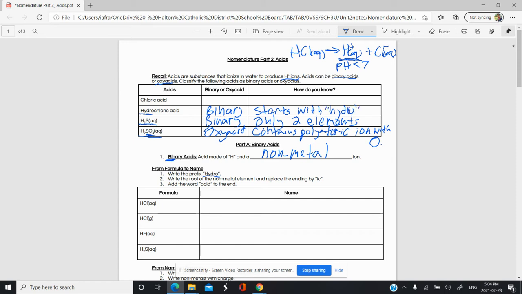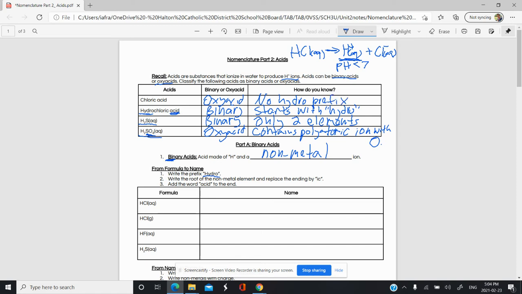And we know it's an acid because, well, we have the word acid there. If you look at chloric acid, that's an oxyacid. There's a polyatomic ion in there that contains O. How do I know it's an oxyacid, not a binary acid? Well, there's no hydro prefix.